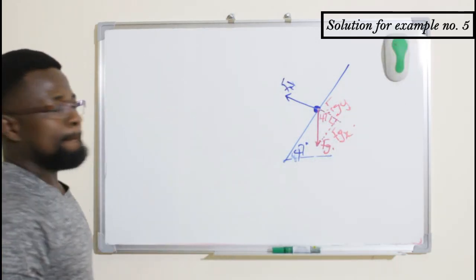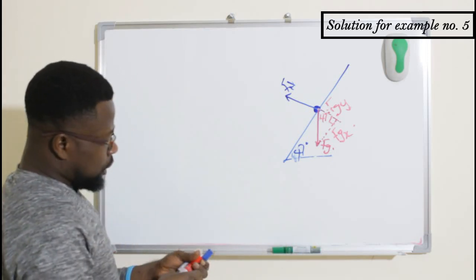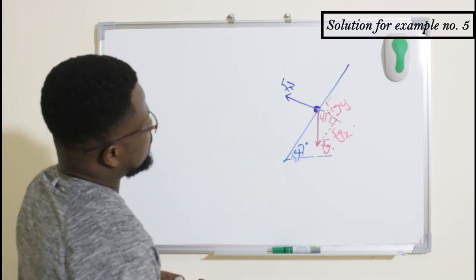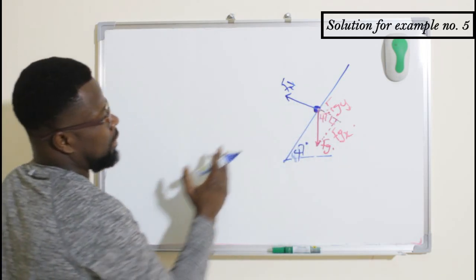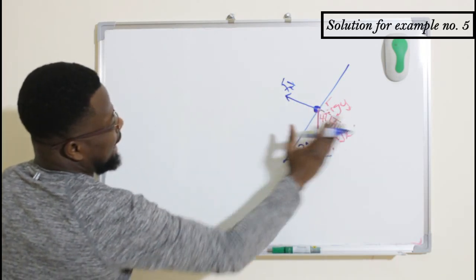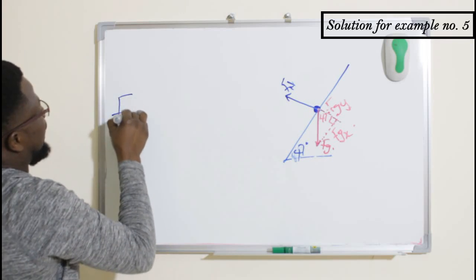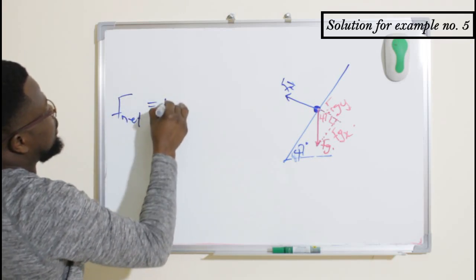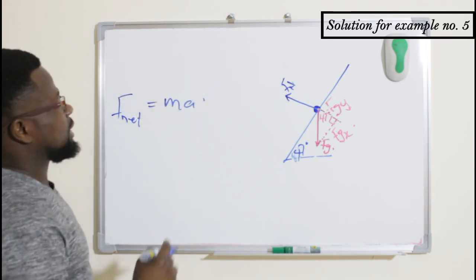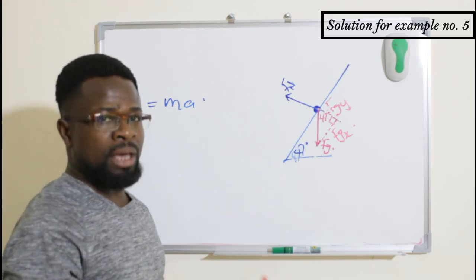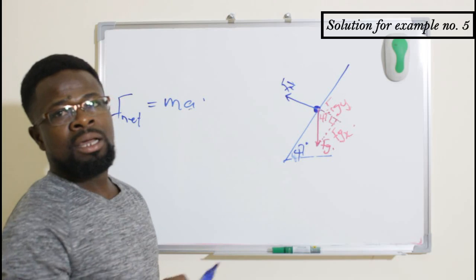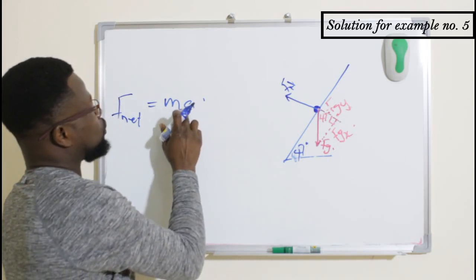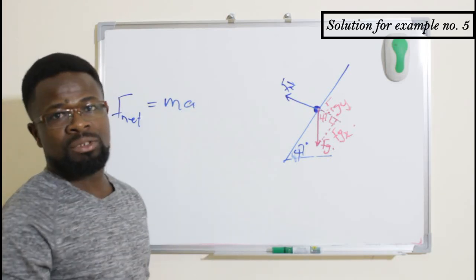Now we are going to look for the acceleration with which the object is moving. So what I need to do is to apply Newton's second law, which says F net is equal to ma. This is the acceleration that we are looking at, so that is what we're going to deal with in terms of the calculation.